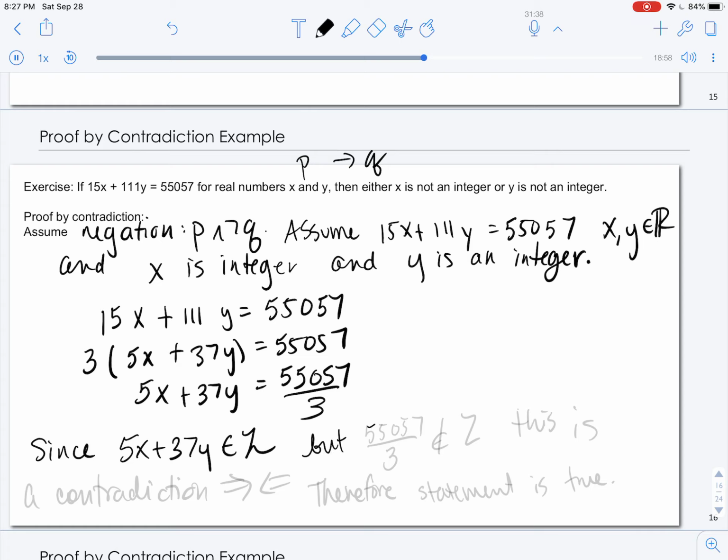but 55,057 divided by 3 is not an integer. This is a contradiction. And therefore, the original statement is true.